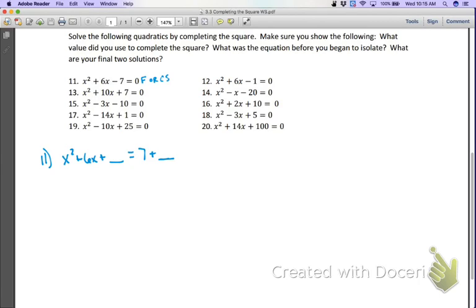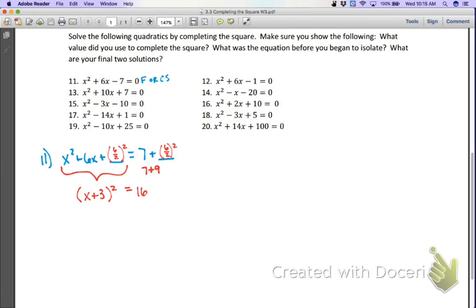Now, what's going to go in that blank? What am I going to do right here? 6 divided by 2, quantity squared. I'm going to do the same thing here. So then this left side is just going to turn into x plus 3 squared. What's the right side going to turn into? What is 6 divided by 2? 3. 3 squared. So I have 7 plus 9, which is really going to be what?